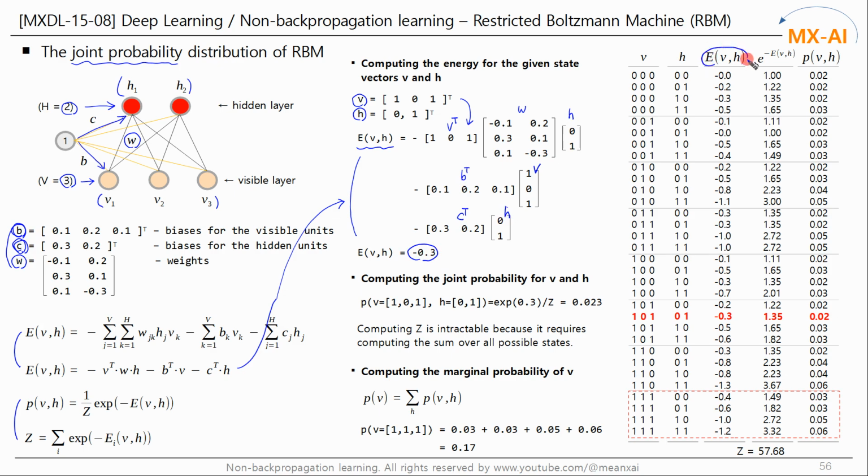Computing the energies for all possible values of v and h in this way gives the following. And if we calculate the exponential of negative energies, we get the following results. If we add all these values together, we get Z. Then we can use this formula to find the joint probability of v and h. Computing Z is intractable because it requires computing the sum over all possible states.